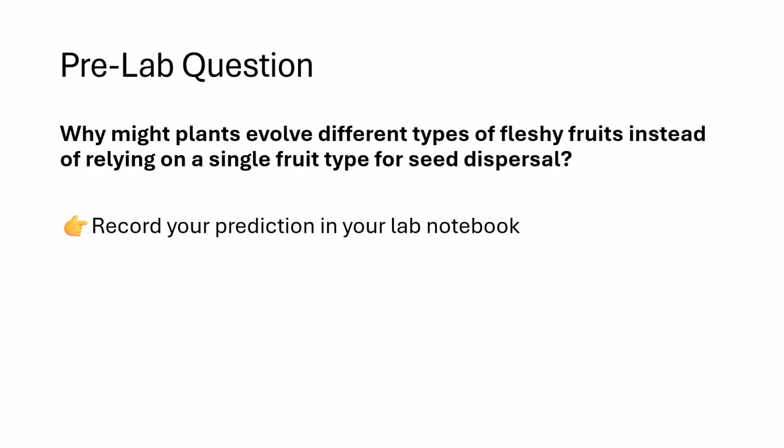Before we begin the observations, consider this question. Why might plants evolve different types of fleshy fruits, such as drupes, berries, pomes, aggregate fruits, and multiple fruits, instead of relying on just one fruit type? Think about the different ways animals interact with fruits and how fruit structure might influence seed dispersal. As you examine the fruits in this activity, consider how their structures might help move seeds to new environments.